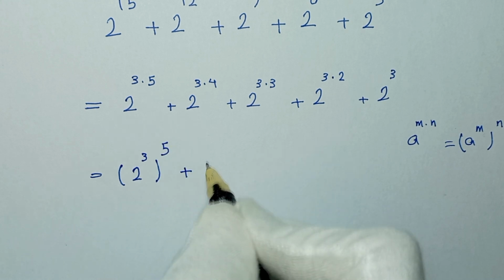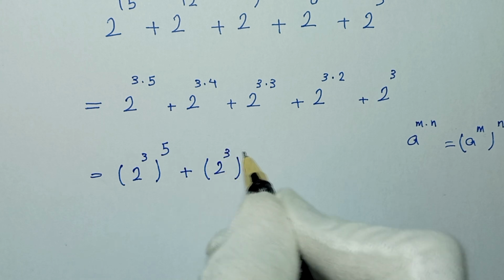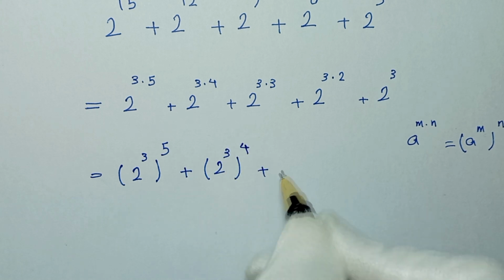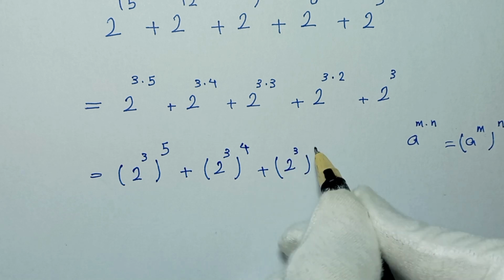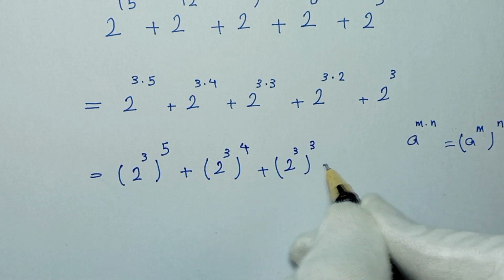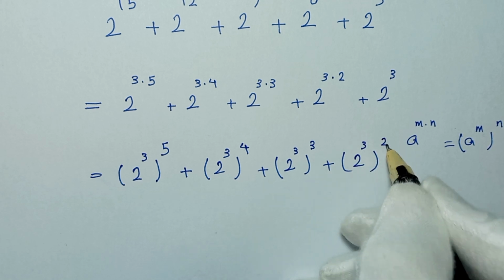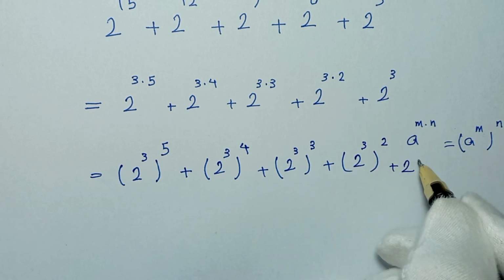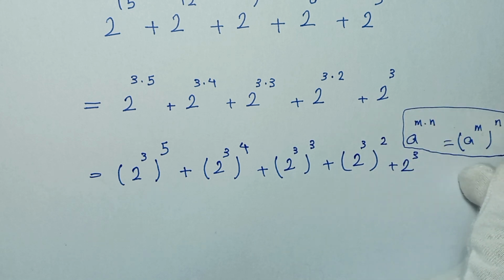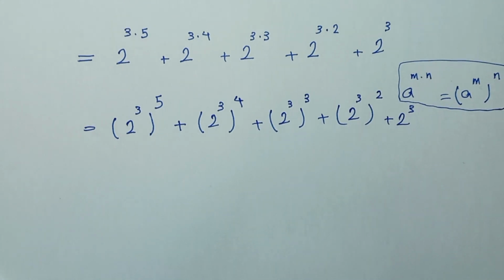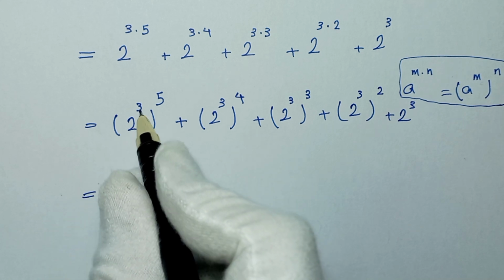And also, this is 2 to the power of 3, to the power of 4. And here, 2 to the power of 3, to the power of 3. And here, 2 to the power of 3, to the power of 2. And this is 2 to the power of 3. And 2 to the power of 3 is 8.